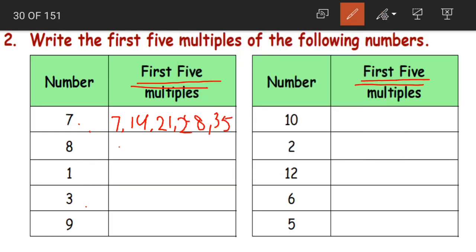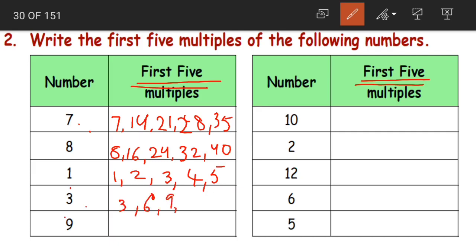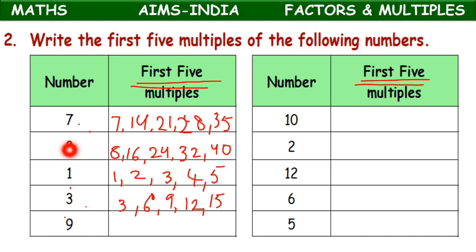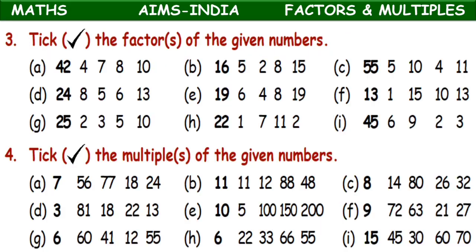Next, the first 5 multiples of 8 would be 8 ones are 8, 8 twos are 16, 8 threes are 24, 8 fours are 32 and 8 fives are 40. For 1, it would be 1 ones are 1, 1 twos are 2, 1 threes are 3, 1 fours are 4 and 1 fives are 5. For 3, 3 ones are 3, 3 twos are 6, 3 threes are 9, 3 fours are 12 and 3 fives are 15. Yes, again what did I say? Write the multiples in ascending order. Okay. Now I hope you can do the remaining multiples, right?